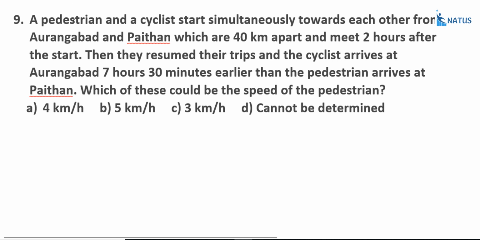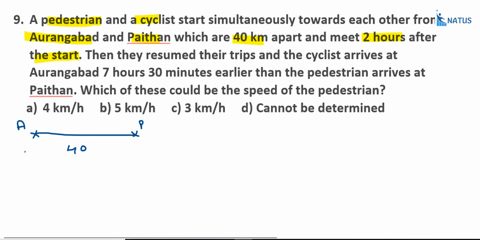Ninth one. A pedestrian and a cyclist start simultaneously towards each other from Aurangabad and Jalna, which are 40 kilometers apart, and meet 2 hours after they start. Suppose this is Aurangabad and this is the other town, and the distance is equal to 40. Right?